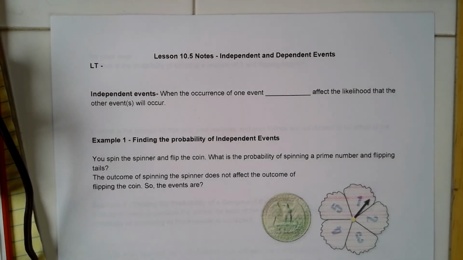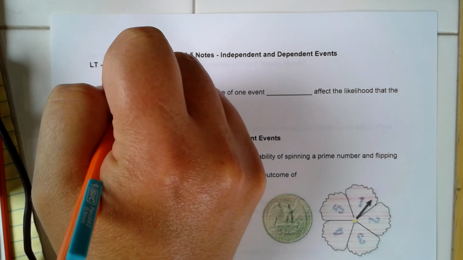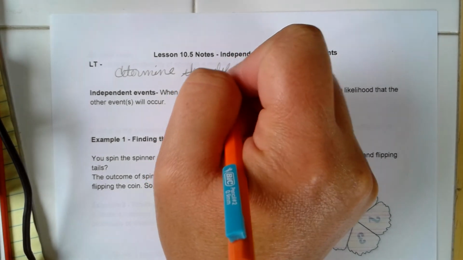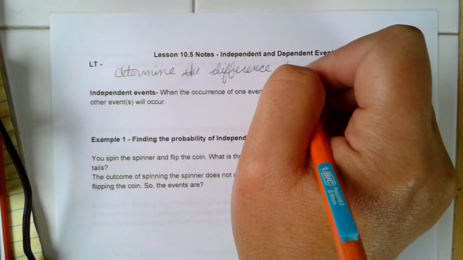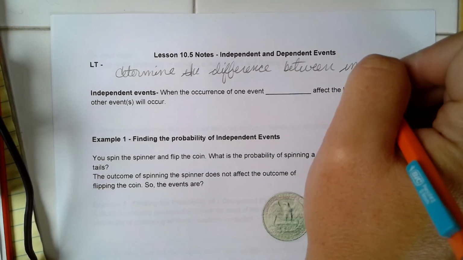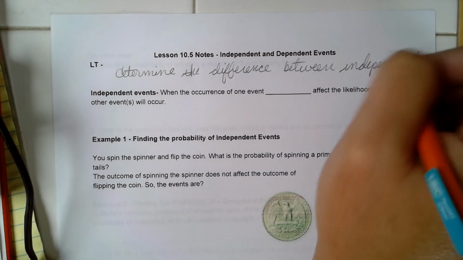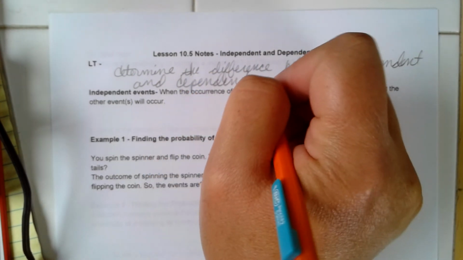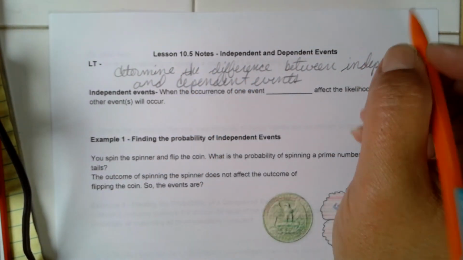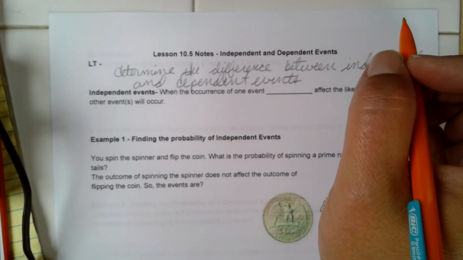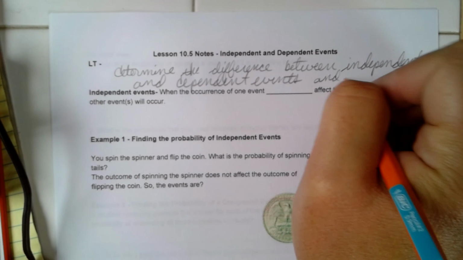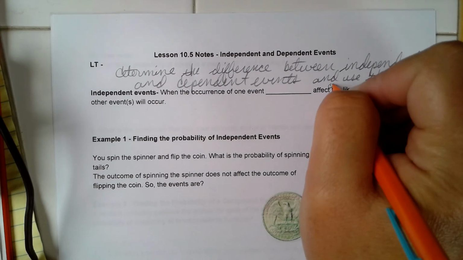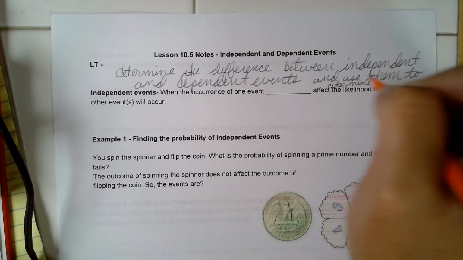Okay, so the learning target for today is you guys are going to be able to determine the difference between independent and dependent events and use them to determine compound events.